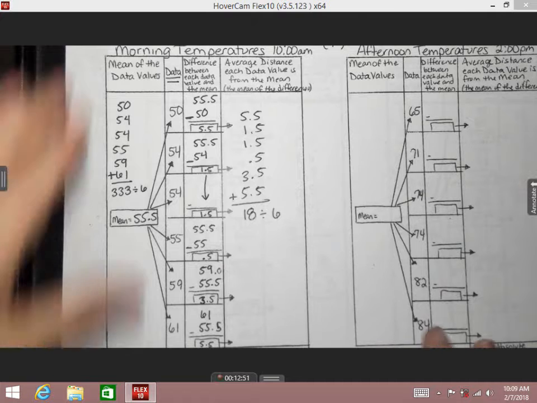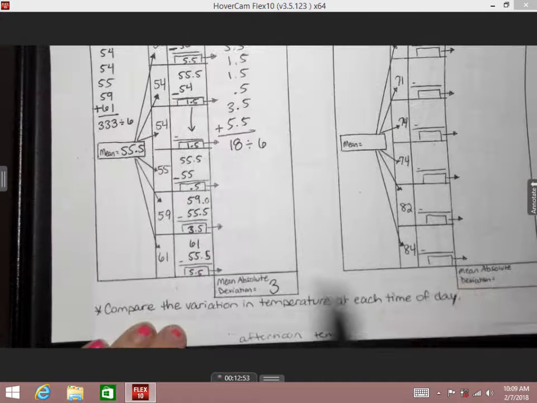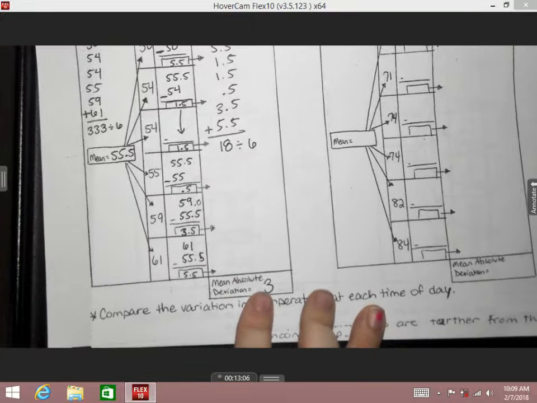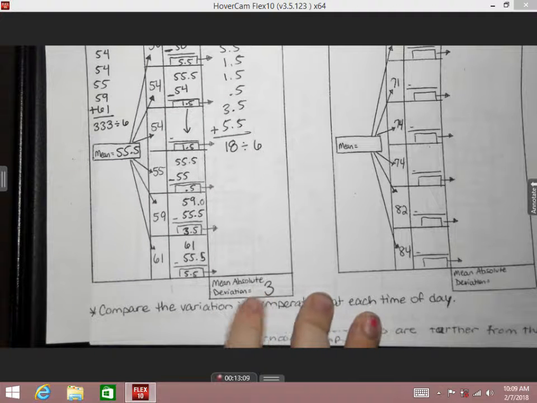So that 3, and I'm sorry, ran out of room. That 3 is my mean absolute deviation. All right. So on average, how far away are my temperatures from the average? 3 degrees. Okay. Do you see how that's telling us how they're spread out? On average, they're 3 degrees away from the average, or that middle, that center number. So on average, they're 3 degrees away from a center.